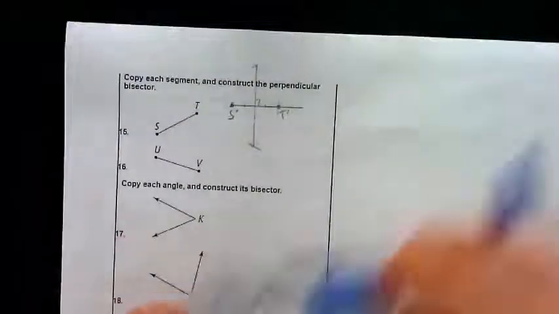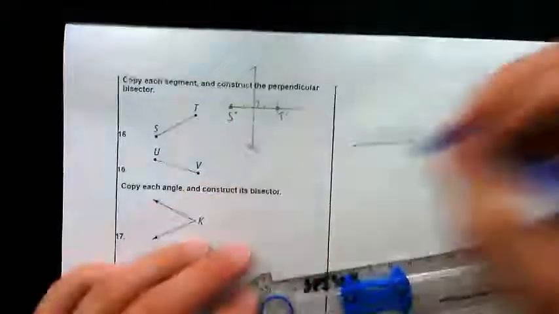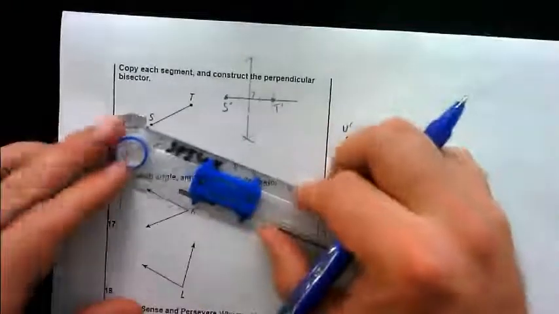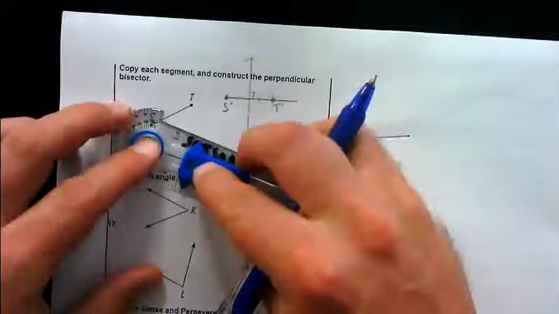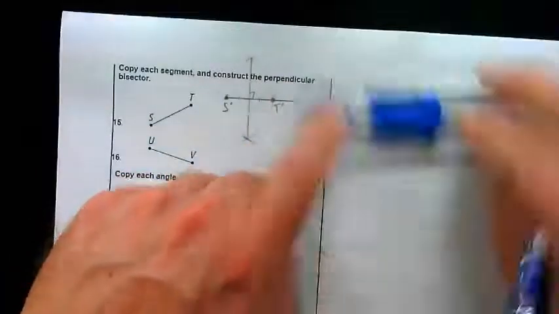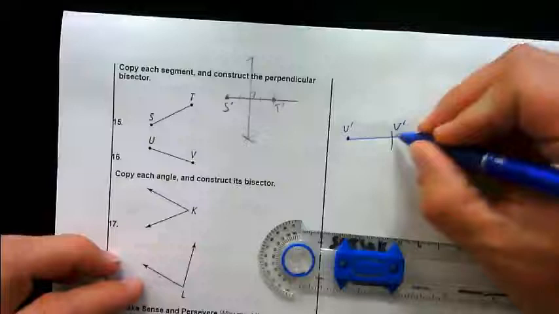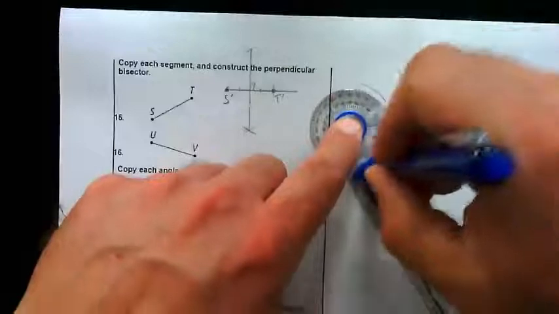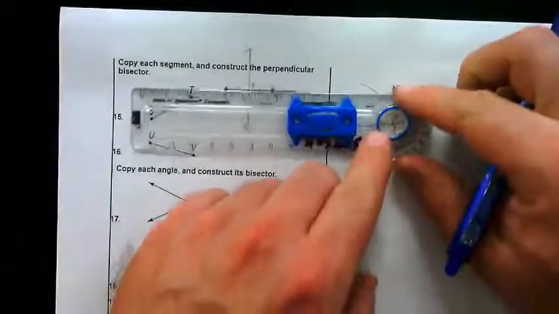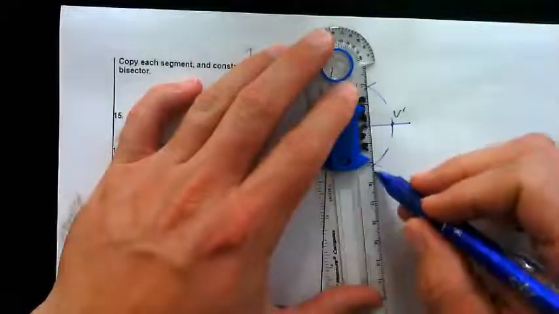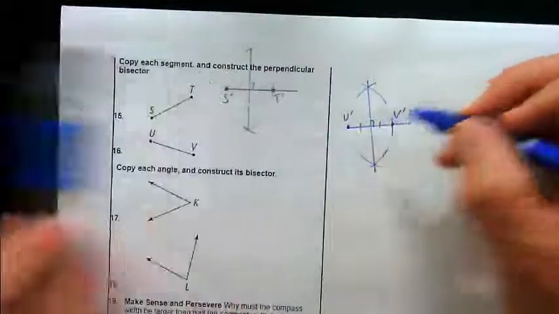Do the same thing for UV. I'll do that one over here off to the side. You need to draw a straight line first. Again, it doesn't have to be facing the same direction. This is going to be U prime. I'm going to use my compass, open up to that setting. Alright, come over here, mark it off. This is going to be V prime, and then bisect it. So swing an arc above and below. Go to V, do the same thing, above and below. And that's it.